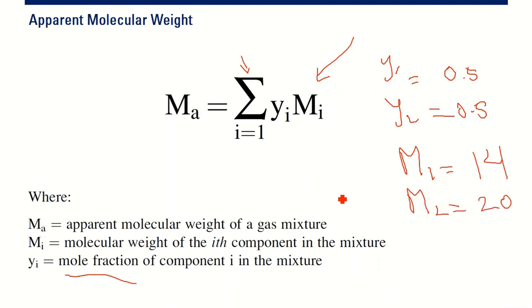And then M2, for example, 20. Then the apparent molecular weight is 0.5 multiplied by 14, which is 7, plus 0.5 multiplied by 20, which is 10. So the apparent molecular weight is 17. Okay, so very easy. This is the apparent molecular weight.